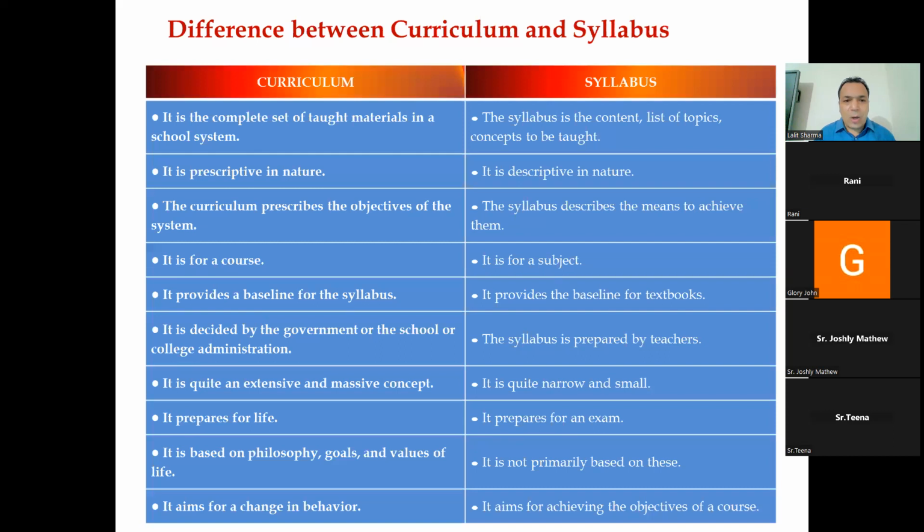Curriculum means the objective of the system. It is for a course, and syllabus is for a subject, right, guys? So you can see the important points: curriculum prepares for life. Syllabus prepares for an exam. Okay, so curriculum prepares for life. This is very much important.